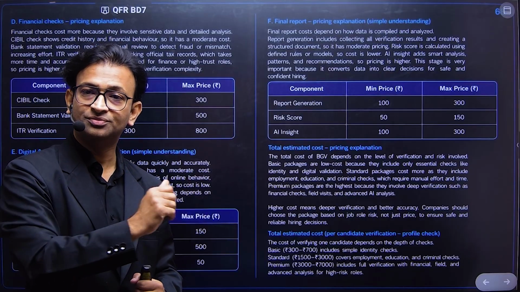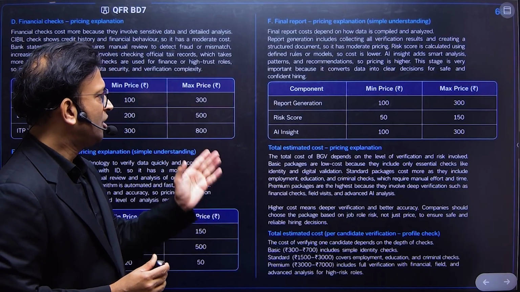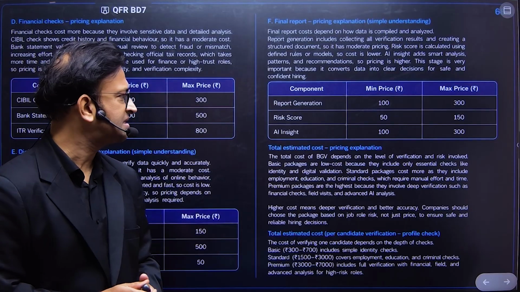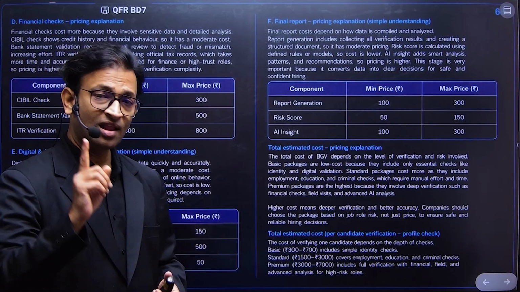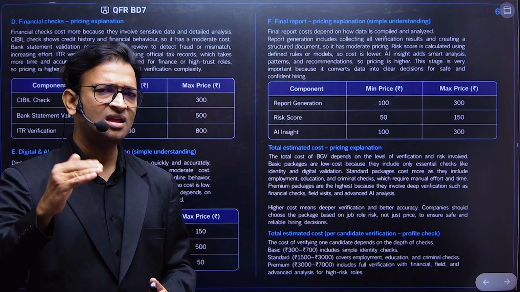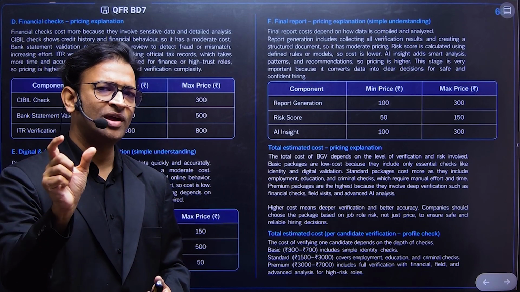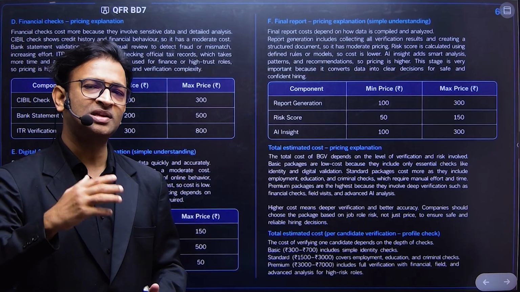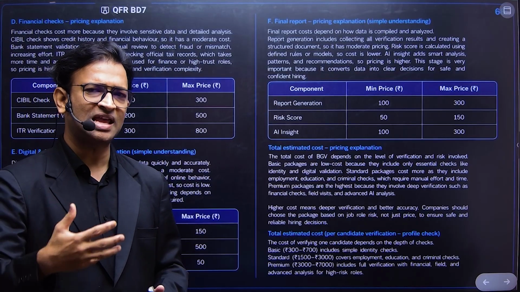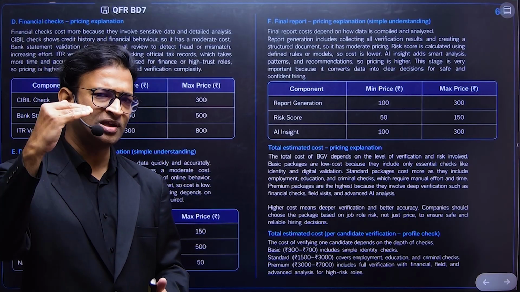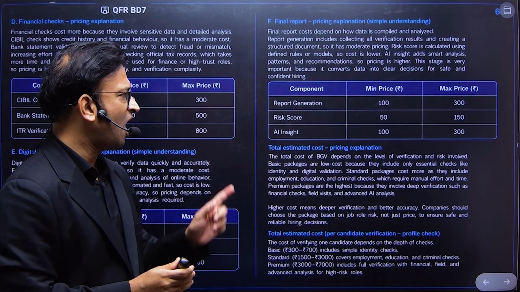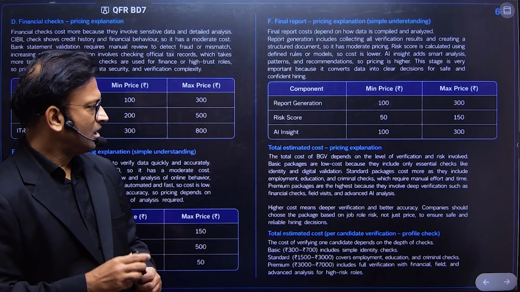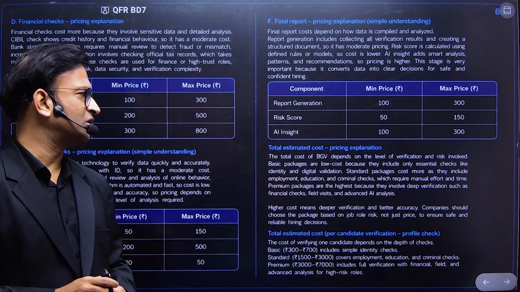So, report generation, of course, in the range of 100 to 300 rupees. Risk score, like I said, is faster and cheaper than the other two, in the range of 50 to 100 rupees. And AI Insight requires a lot of AI tools and process and effort. That's why the price is in the higher range, which is 100 to 300 rupees. So, let's look at the total estimated cost.